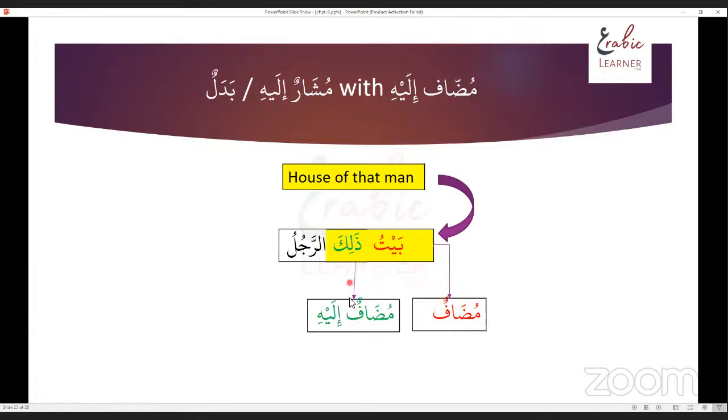This is mudaf and this is mudaf ilayh. So this has to be majroor, but this ar-rajulu is badal or musharun ilayh of zalika. Now they have to match all the four properties of the ism. So is ar-rajulu correct or wrong? This is wrong. What should it be? Yes, it has to be Baytu dhalikar rajuli. House of that man.